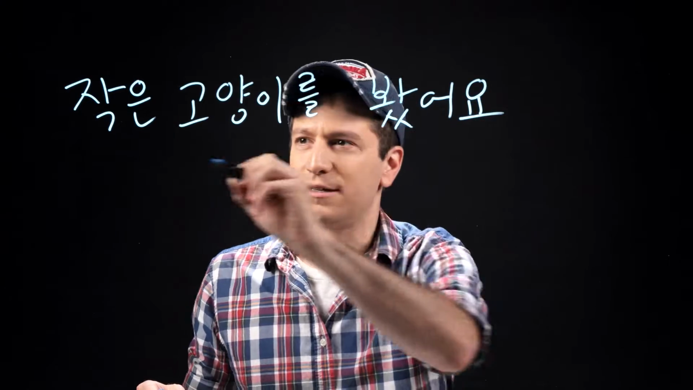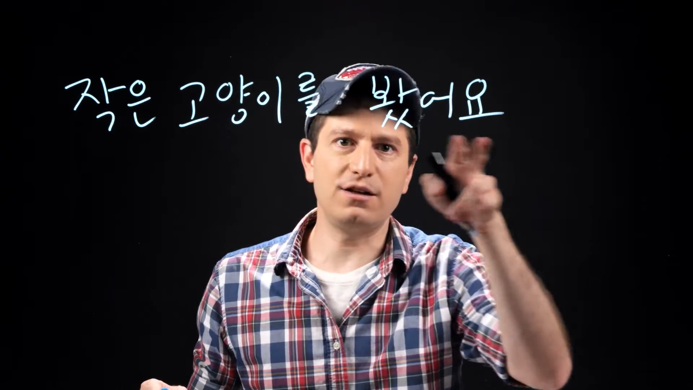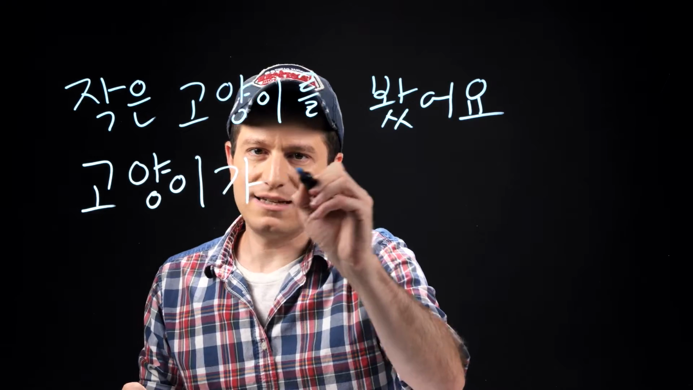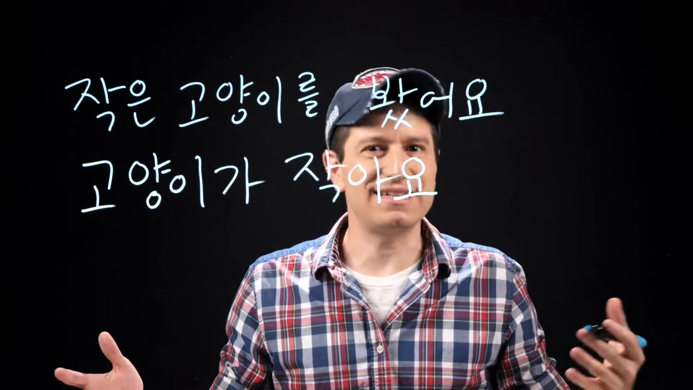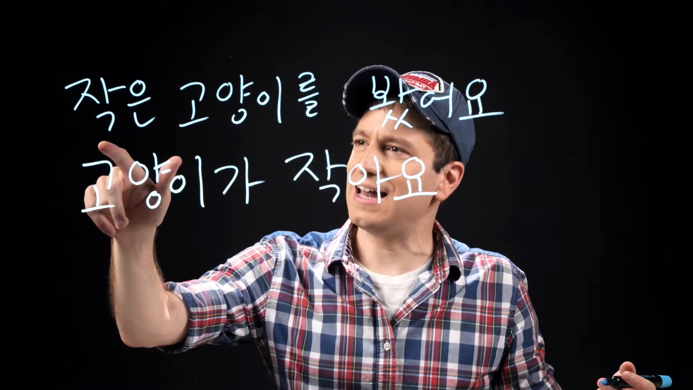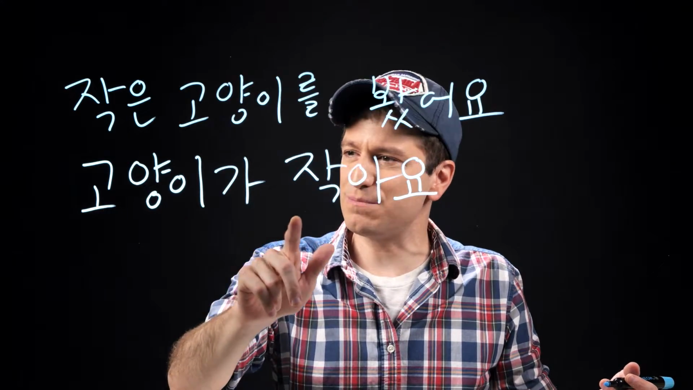In Korean, you can make this sentence, 작은, small, 고양이, cat, 봤어요. 작은 고양이를 봤어요. So I saw a small cat. However, making the sentence, the cat is small, uses a different word to say small. It's from the same word, but it looks different. Here we had 작은 고양이 for small cat. Now we have the cat is small.